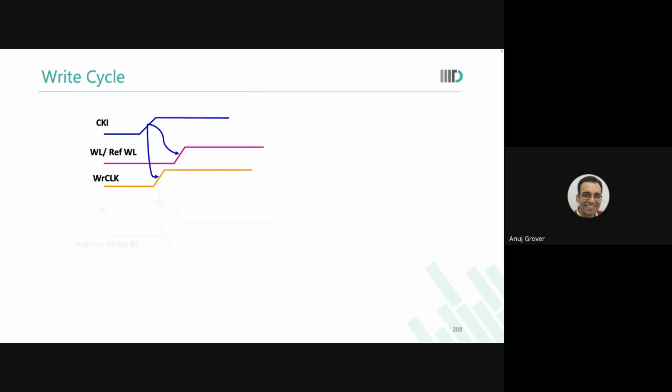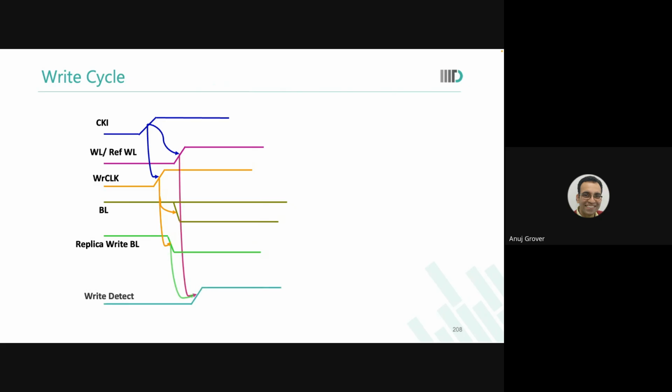Now, this was for the read operation. Similarly, for the write operation, you have this reference word line or replica word line, replica bit line, and you have a write detect signal that comes when your replica memory cell is written into. Okay. And once the write detect signal comes, you trigger the reset, and then that resets the entire memory. Is that okay?